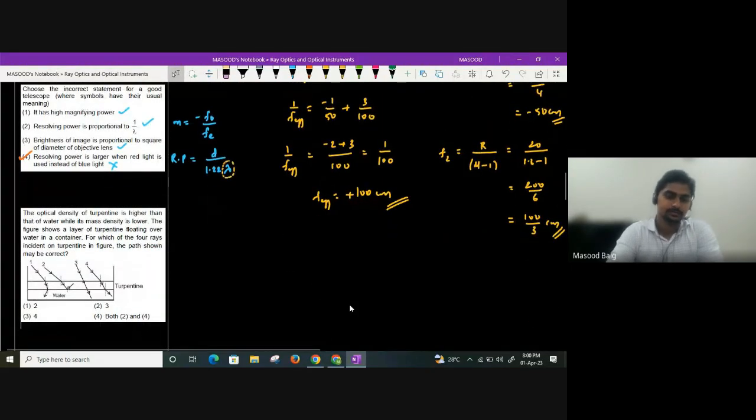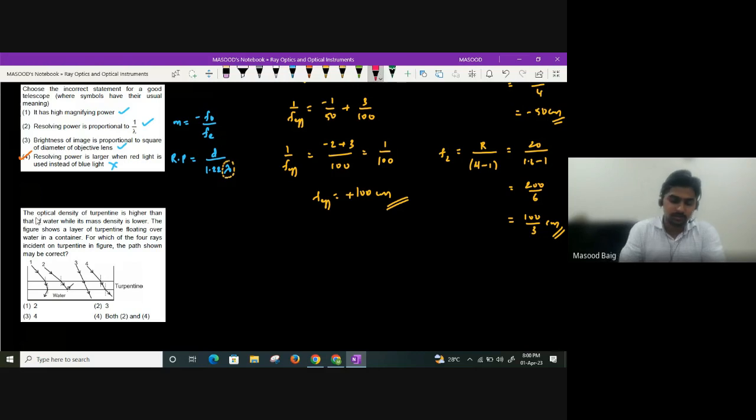Now, the first statement in the next question has been asked in previous year, guys. If you look at the first statement, the optical density of a turpentine is higher than that of water, while its mass density is lower. So directly one statement from NCERT only, guys. If I take a certain material whose mass density is more, two materials I'm taking, one of them has higher mass density. It is not necessary that the material which has higher mass density should also have higher optical density, guys. Is that clear, all of you? Whichever material has more mass density, it is not necessary for that material to have high optical density, as is the case here, guys. Optical density of turpentine is higher than that of water, while its mass density is lower.